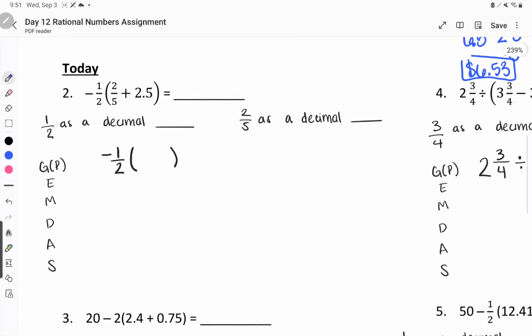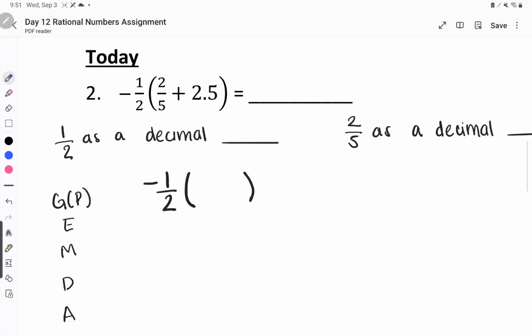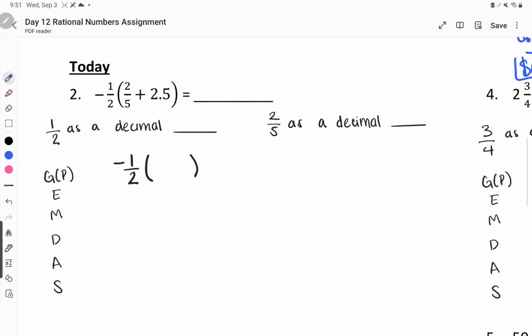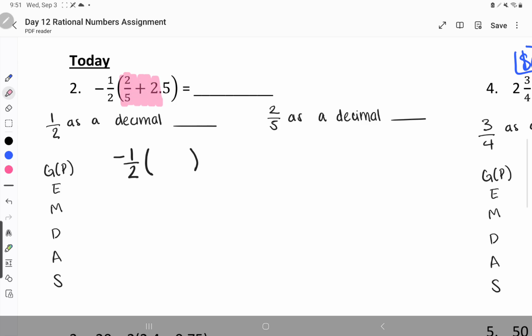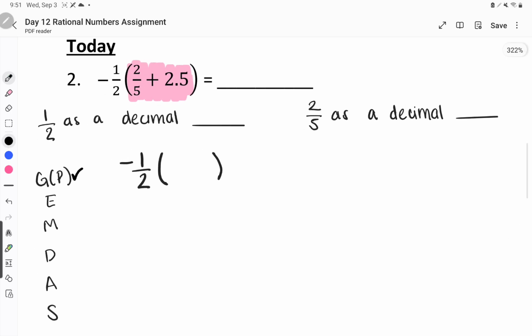All right, we have negative 1/2 times 2/5 plus 2.5. So when we do this, we start with order of operations. We do GEMDAS or PEMDAS, whichever one you prefer. G stands for grouping, P stands for parentheses. So the first thing I'm going to do is what's inside my parentheses, which is 2/5 plus 2.5. So that's going to be our G. So we're going to check that off, that we're going to do that first.